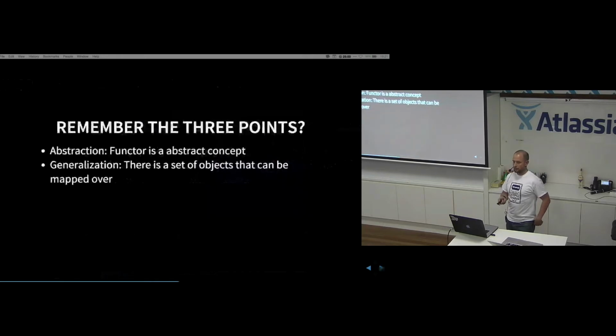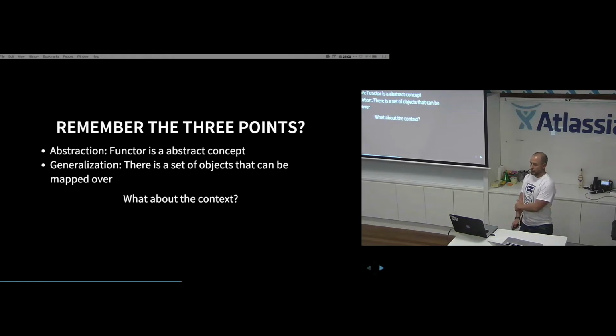So remember the three points which we talked about earlier. Why is this stuff important? The first thing is the abstraction. The functor is an abstract concept. The generalization is there's a set of objects that can be mapped over. So we have the abstract concept, and then we have an interface which gives us that generalization. But what about the context? Where does the context become important?